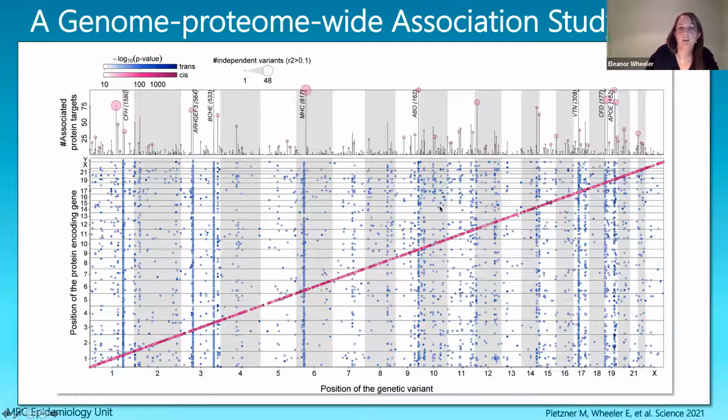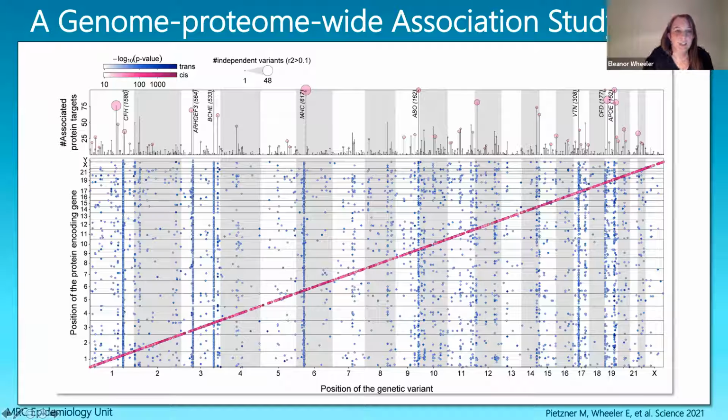The upper panel shows the number of associated protein targets for each genomic region, with circles to indicate the number of approximately independent genetic variants in the region. And we identified 8 extremely pleiotropic regions, which were associated with between 59 and over 1,500 protein targets, including variants which, for example, at the CFH locus were expected to increase DNA binding affinity of circulating proteins.